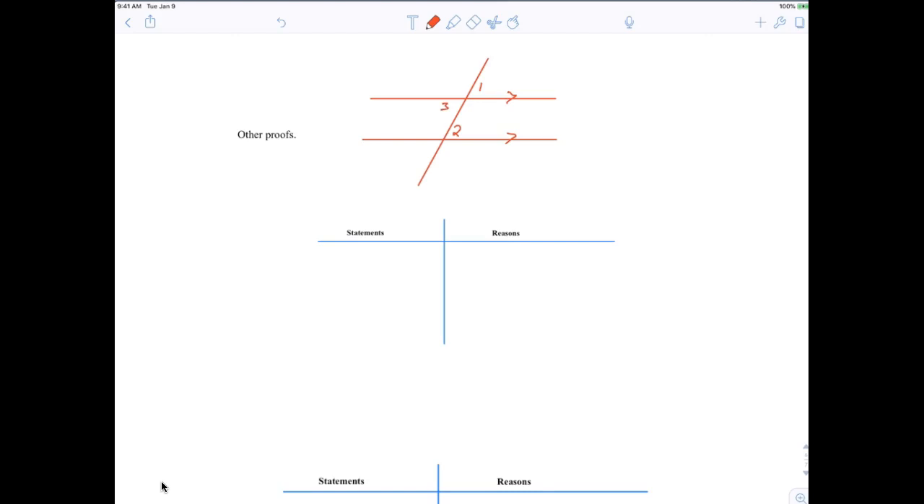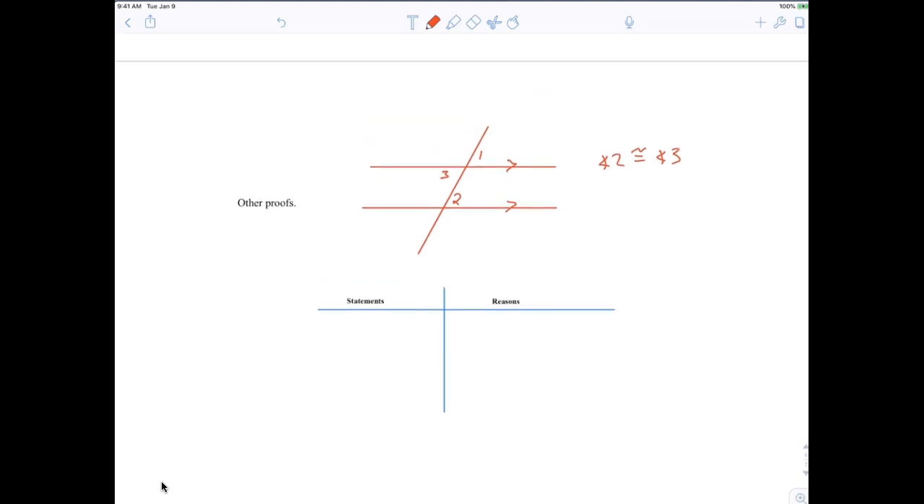Now, I am going to prove that angle 2 is congruent to angle 3. That's what I'm trying to do. Now, what is the given? Given that you have two parallel lines cut by a transversal. I should have written it all out for you, but I was a little lazy. So this is what you have: two parallel lines cut by a transversal.